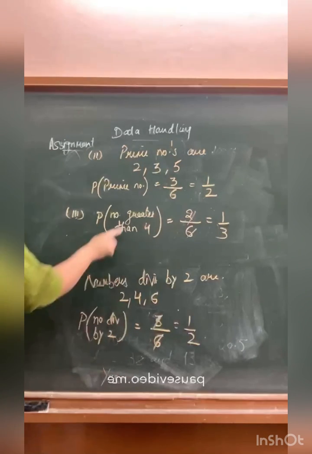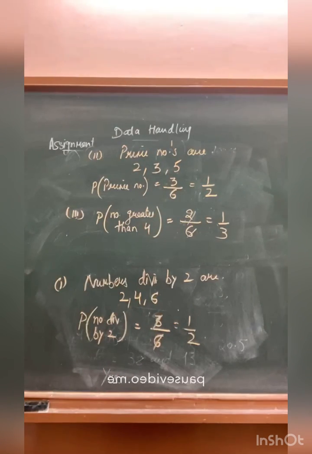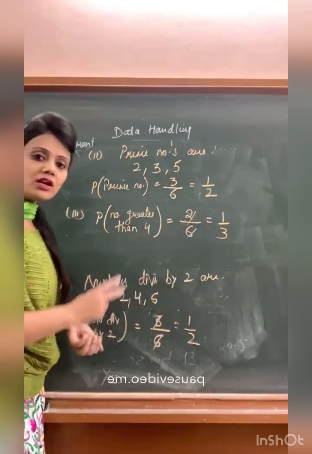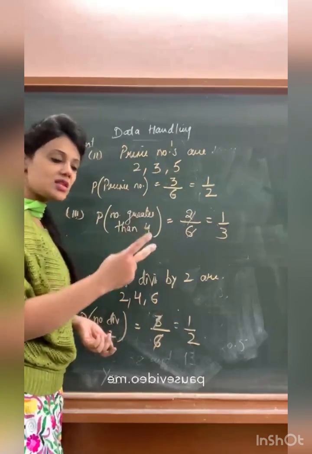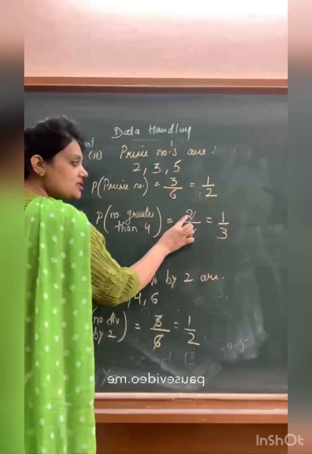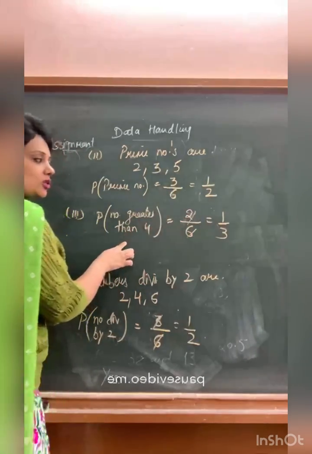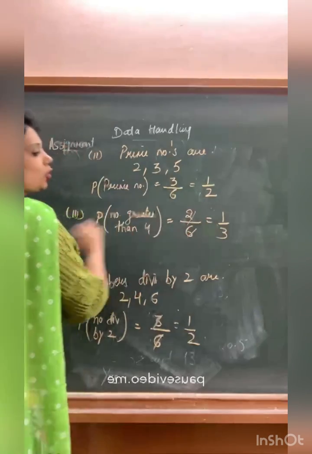Similarly here in this part, third part, how many numbers are greater than 4? There are 2 numbers, number 5 and number 6. So the possibilities, our favorable outcome, according to the equation is divided by the total.